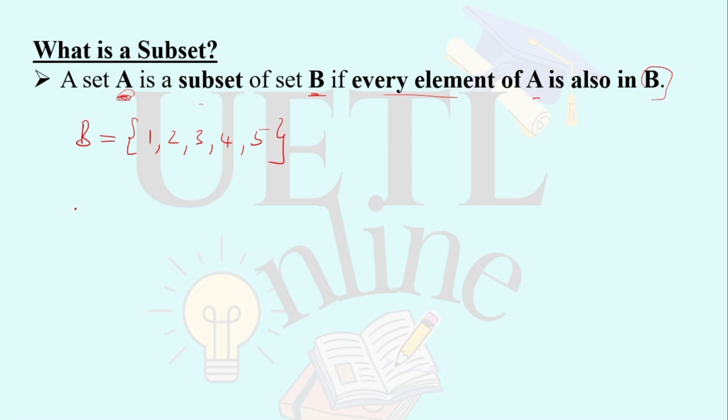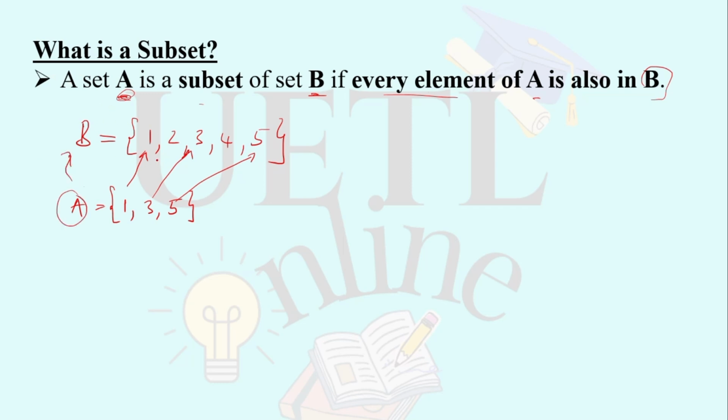Let's say a set A has elements 1, 3, and 5. This A is a subset of B if all these elements are in B. You can see that 1 is there, 3 is there, and 5 is there. So all these elements are in B, and we can simply say that A is a subset of B. This is the meaning of a subset.